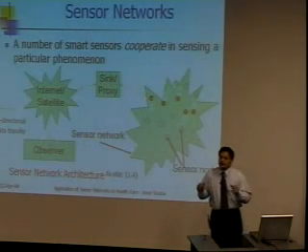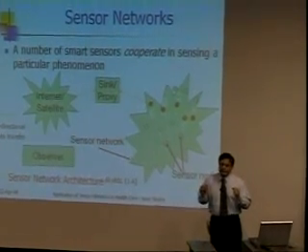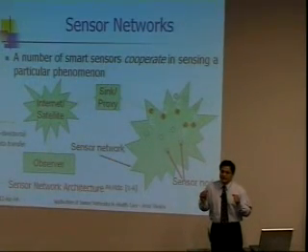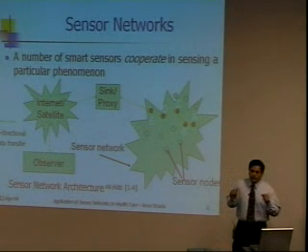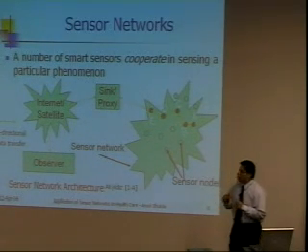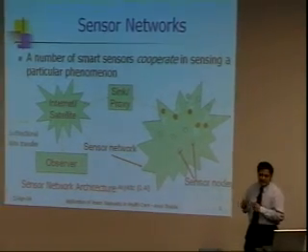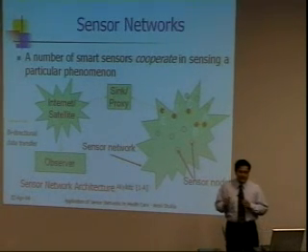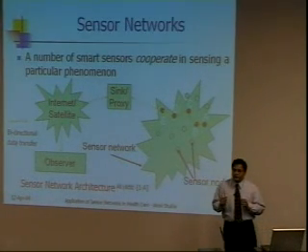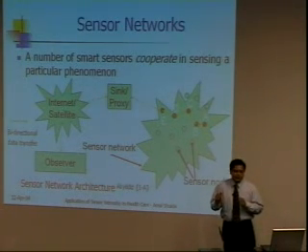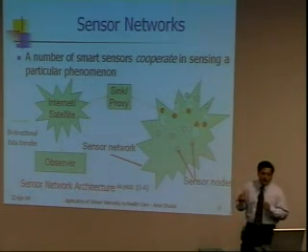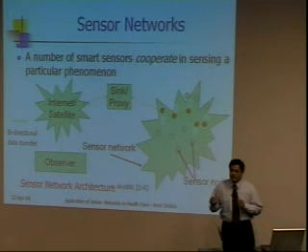So a sensor network, then, is just a collection of these smart sensors which cooperate in sensing a particular phenomenon. As you can see, a single network can have multiple sensor nodes, or multiple smart sensors. They sense data for the end user or the observer. Now, the architecture also has a sink or a proxy node which acts as a bridge or a gateway between the observer and the sensor network.